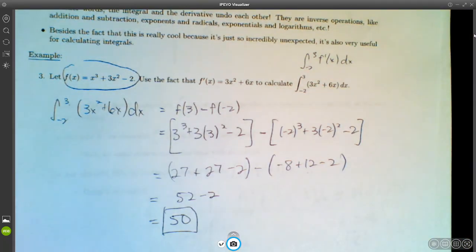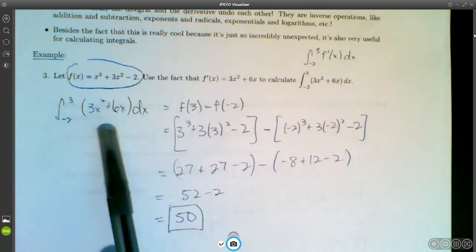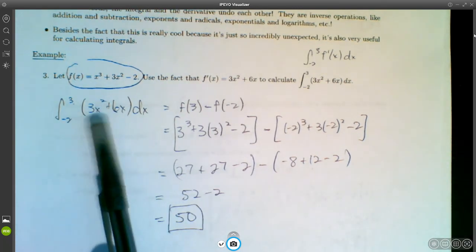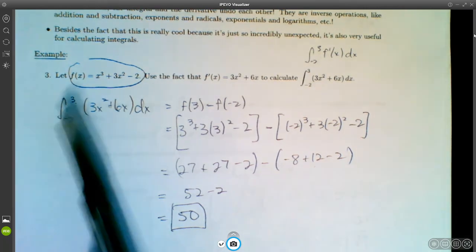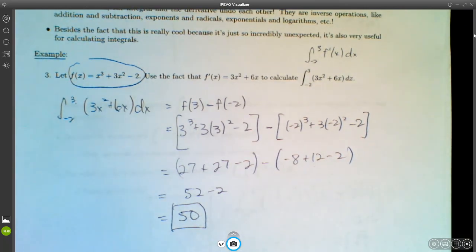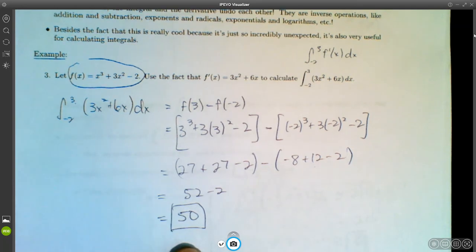It's 50. So the area between the graph of this parabola and the x-axis between negative 2 and 3 is 50. That's the claim that we're making, and it turns out to be true. It's really pretty interesting. But that's all I'm going to say about that.